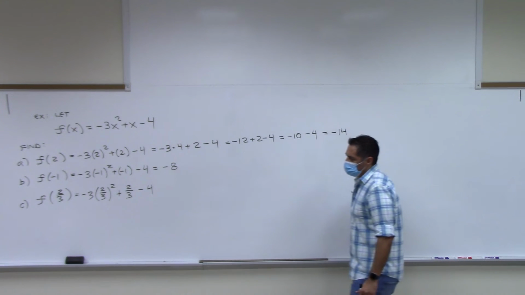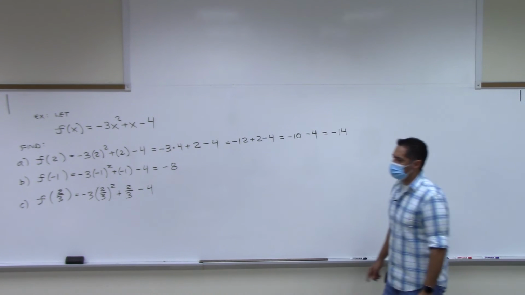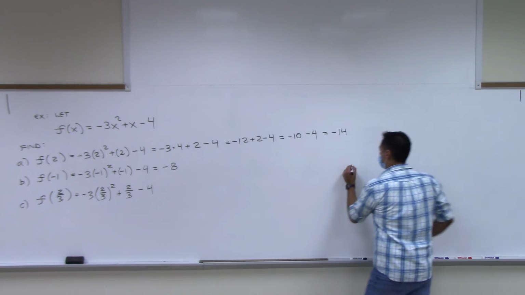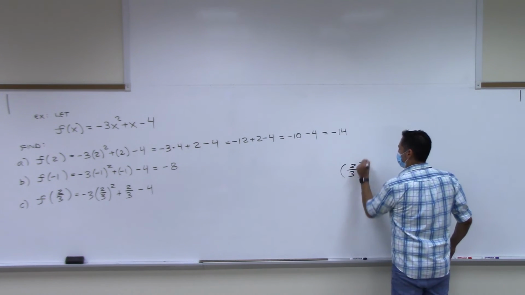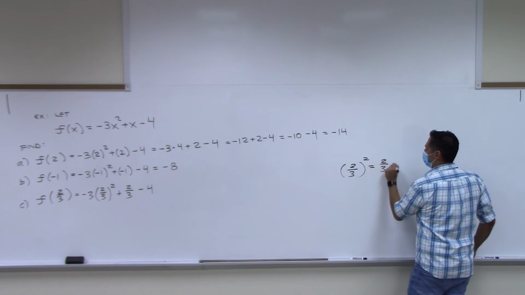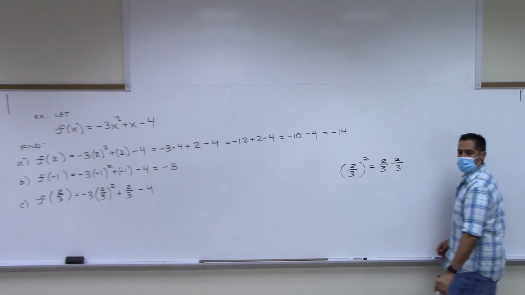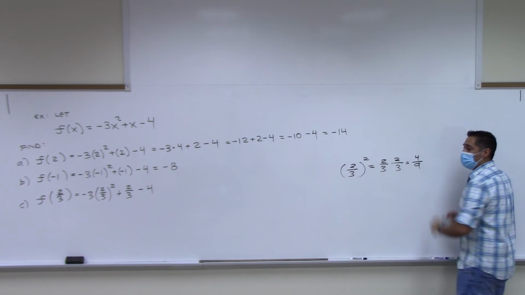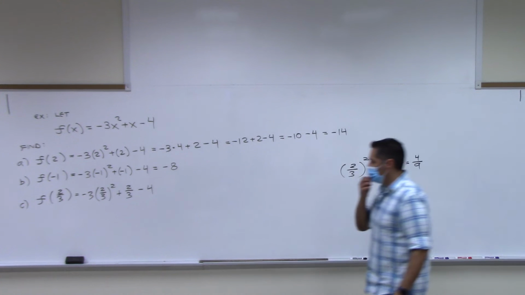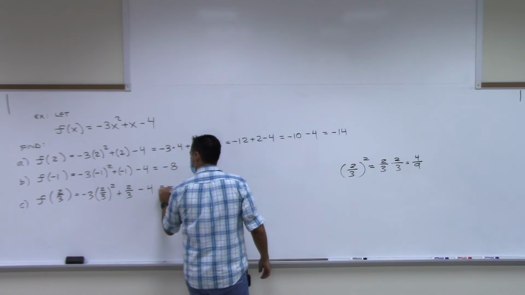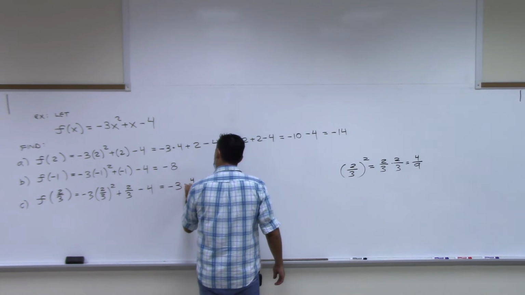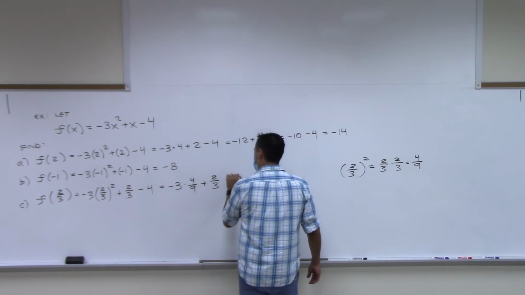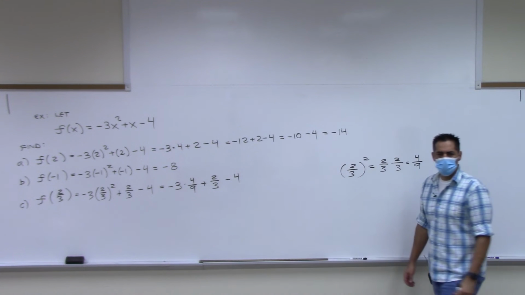Let's look at 2/3. 2/3 is a little weird. We have to square 2/3 first. When you square a fraction, it means you multiply it times itself, and so you just multiply straight across. 2 times 2 is 4, 3 times 3 is 9. So you get 4/9. So this becomes negative 3 times 4/9, and then plus 2/3 minus 4. Understand?